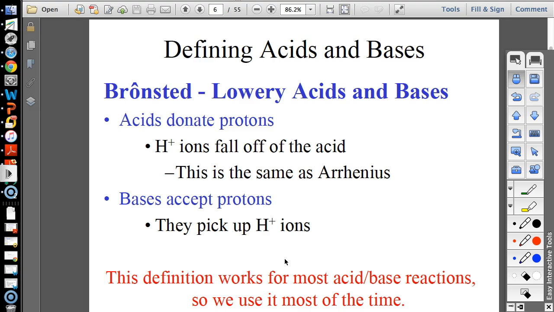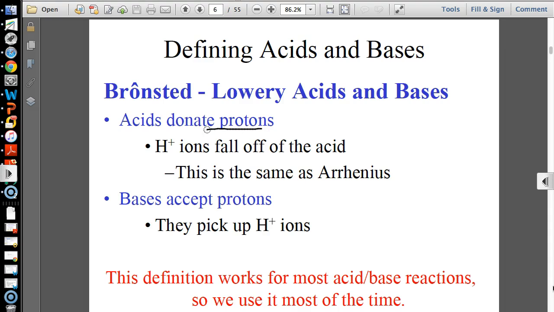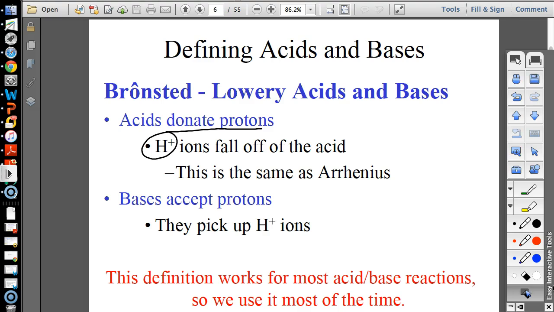So anyway, this is a proton. Like I said, hydrogen doesn't have any neutrons. It loses an electron, you have 1 proton left. And so the acid's the same as Arrhenius. The bases accept protons, and so when you look at a base and it goes through a reaction, on the product side it's just going to have an extra H. That's all that's going to happen. So it works for most acid-base reactions, and this is the one that we're going to use.